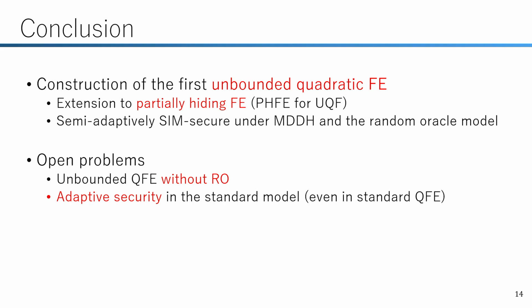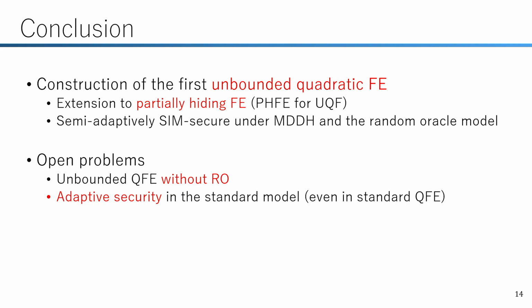Okay, I have one quick question. You mentioned the open problem of removing random oracles. Is this something inherent in all unbounded FE constructions, or are there constructions that don't need this assumption? For example, for inner products. So do there exist unbounded functional encryption schemes without random oracles?